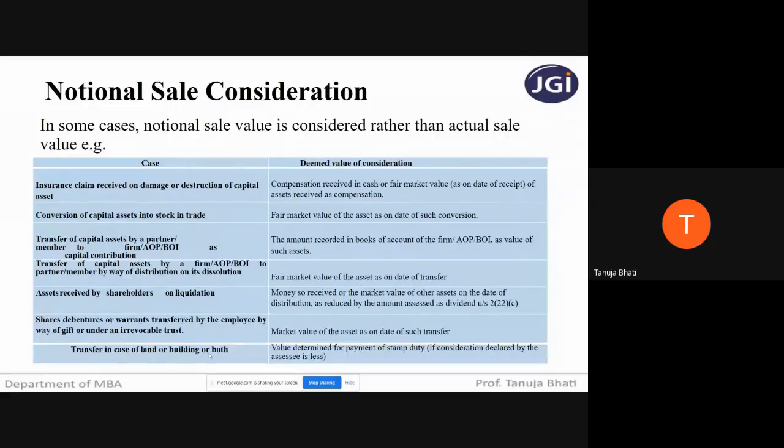In this transfer of land, building or both, many a time the assessee shows a very low value, so he is subject to lower capital gains. But if the value declared by the assessee is less, then the deemed value of consideration that you have to consider is the value determined for payment of stamp duty. Let us now individually see these cases and solve problems on each so that we understand the concept properly. Today I think we'll be able to cover only insurance claim and conversion of capital asset into stock in trade. Let us see this in detail.